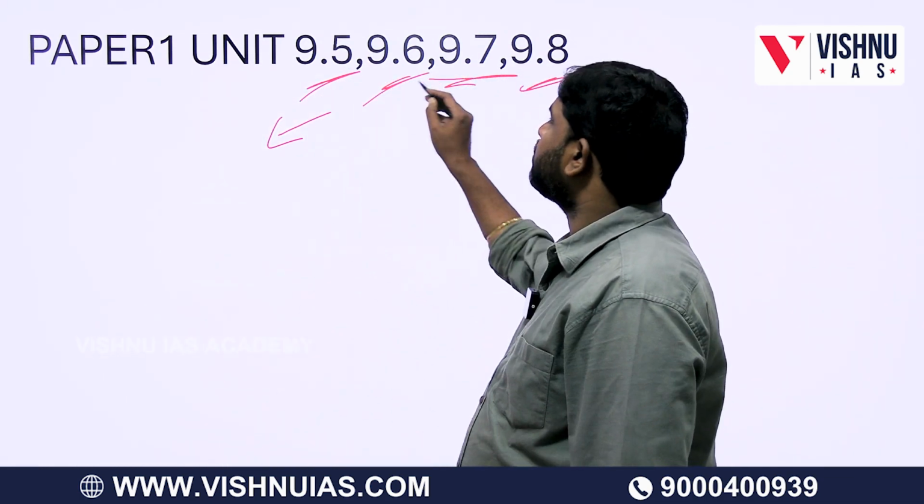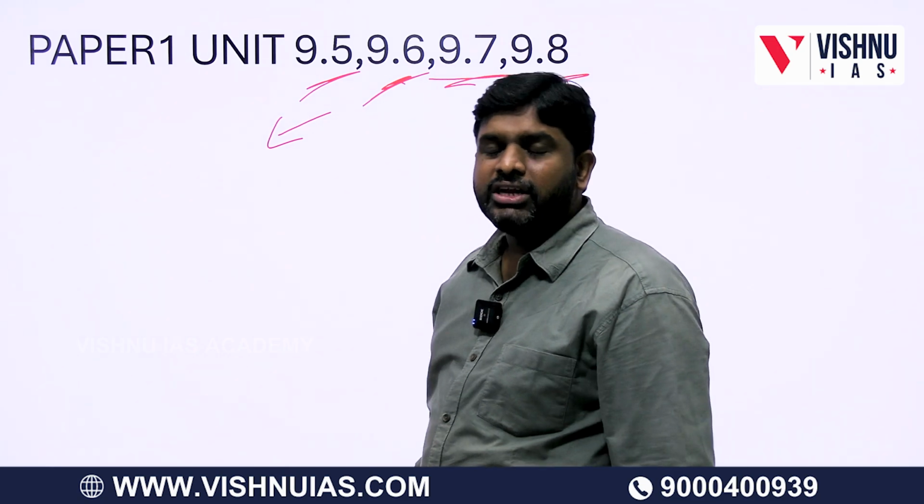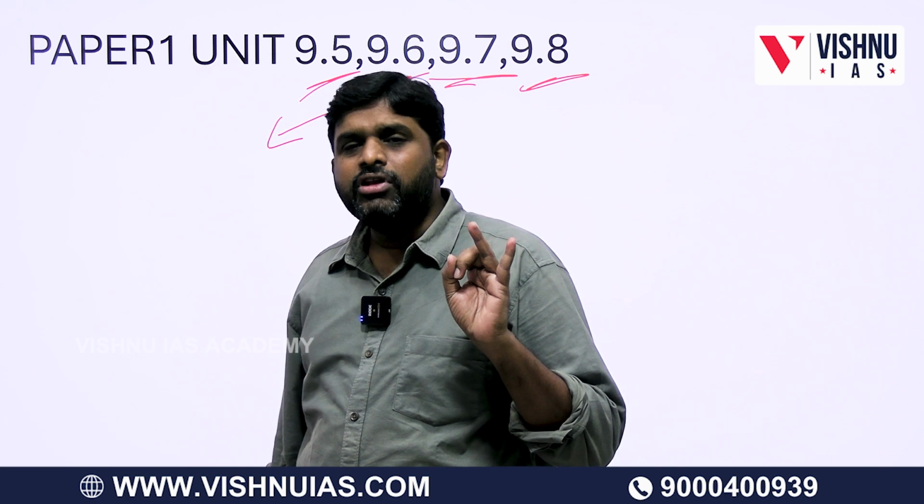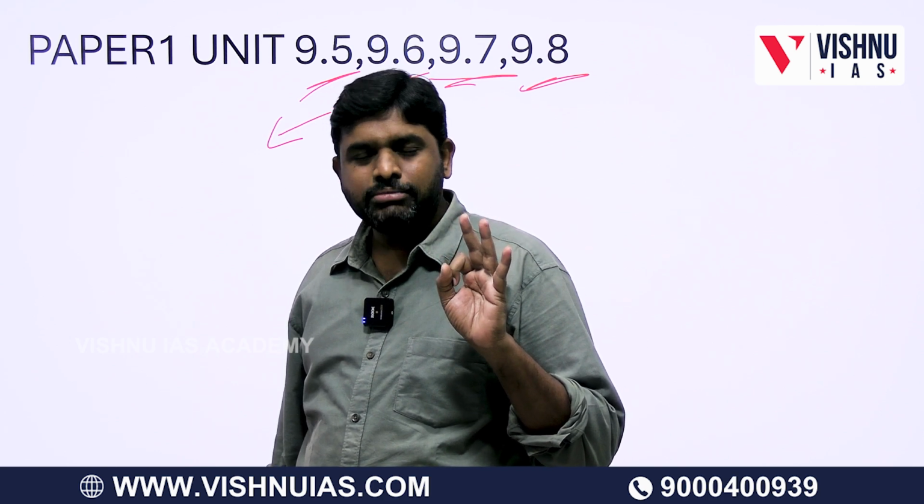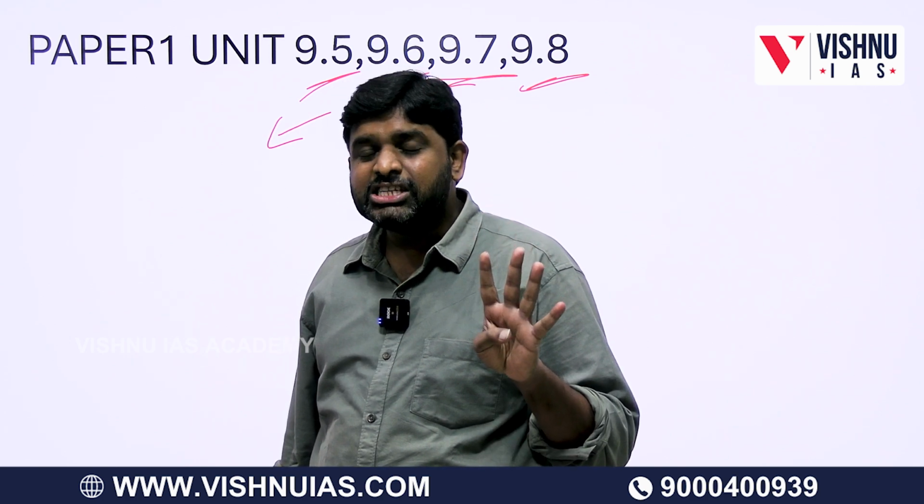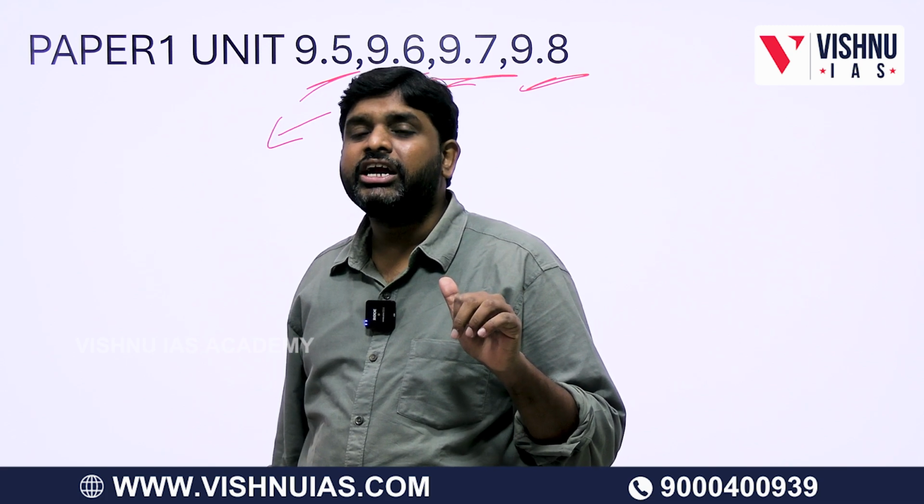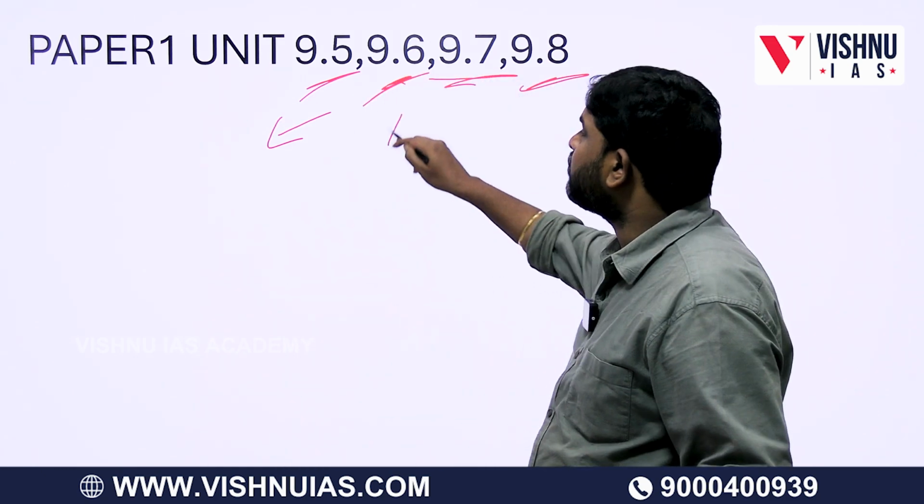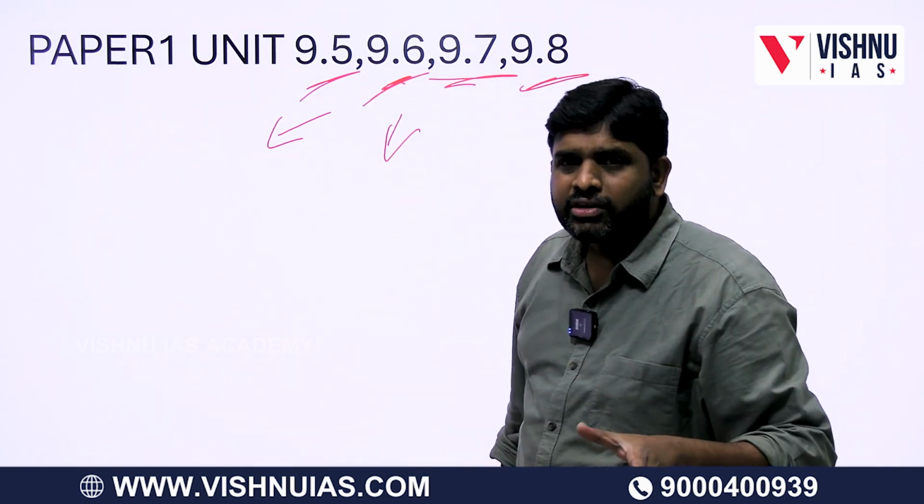Then 9.6 is about genetic markers. We will be discussing ABO blood groups, transferrins, GM blood enzymes, G6PD enzymes, respiratory functions, and sensory perceptions. These all things we will be discussing with practical examples and real facts.